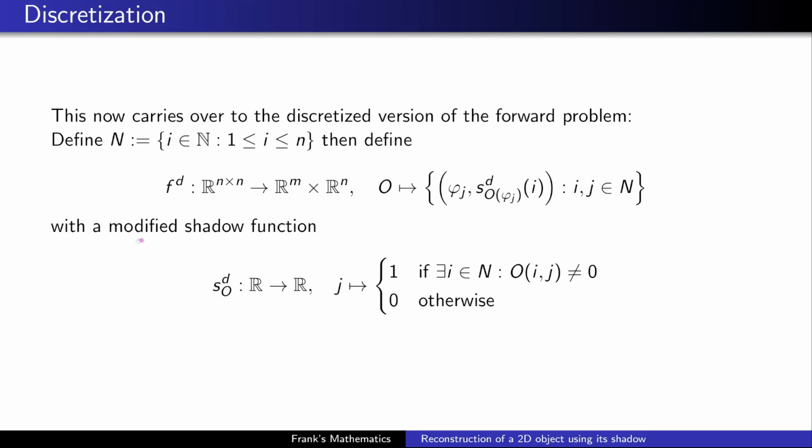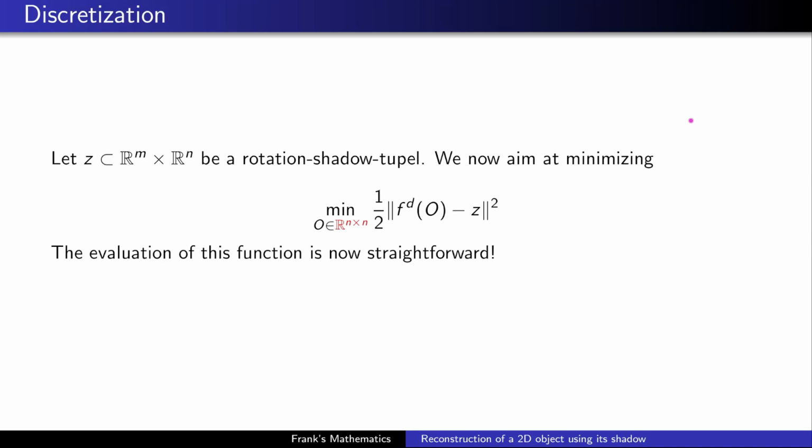Basically, we have to introduce a modified shadow function, which you can see here. This is a straightforward adaptation of our continuous function. And you can see here in this function f_d, there is no power set involved, just spaces we can deal with. So R^(n×n), this is a space we can handle, and R^m times R^n is basically the same here. So now we have reduced the problem with the power set to problems where we can handle the spaces. And we now aim at minimizing this discretized function here.